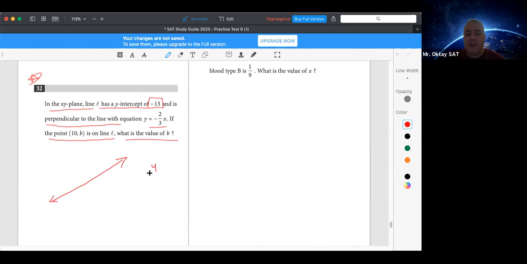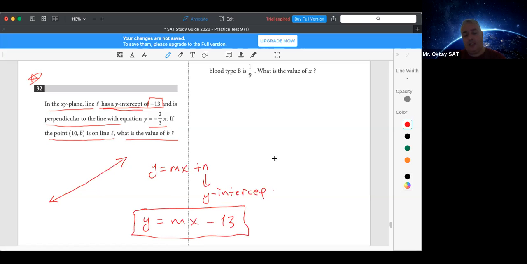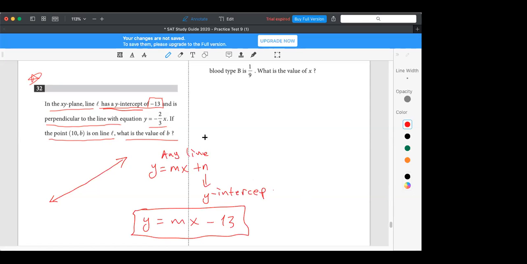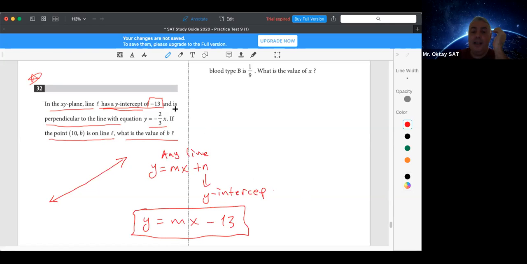Now, in general, how is the equation of any line? y equals mx plus n, and this is the y-intercept. So this question says that the y-intercept is negative 13, so y is mx minus 13. Till here, do we have any question? No, sir. Now, it says that this line is perpendicular to another line. Rule: if line D is perpendicular to line K, slope of D times slope of K is negative 1. This is the general rule.